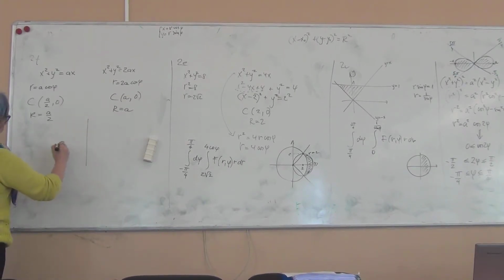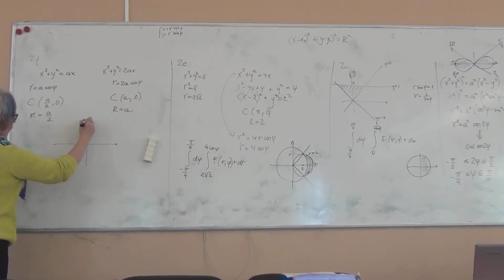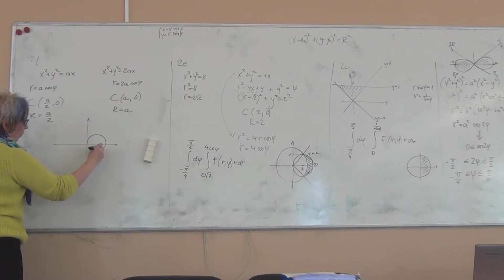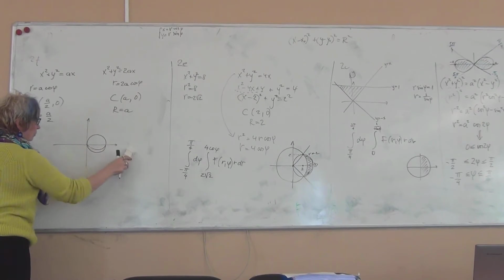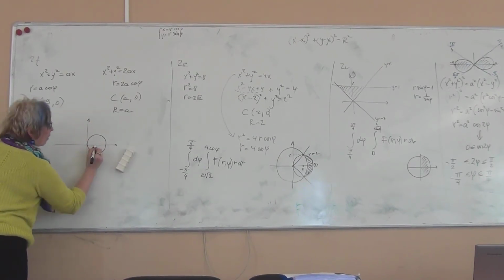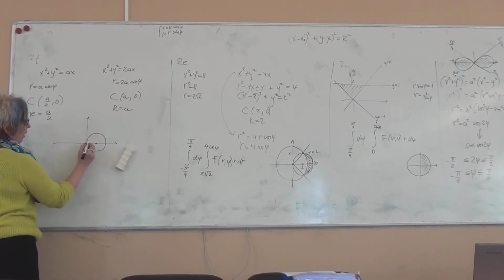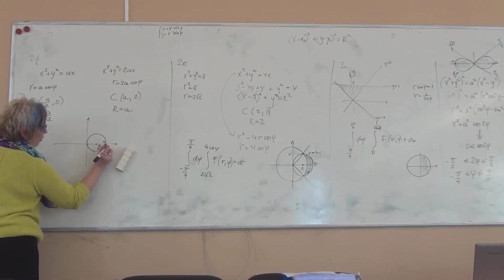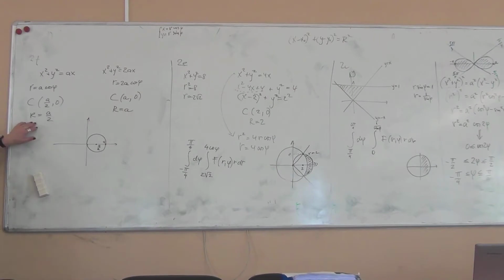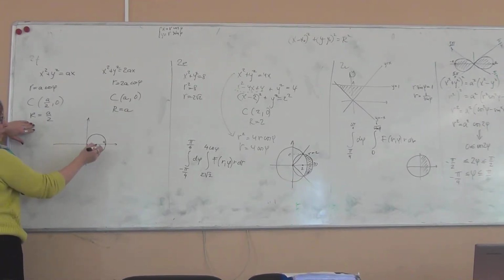Okay, sketch. So, this will be more decent. Alright, so this is a half. This is the point a, obviously. This is the first circle. The radius is a half. The center is at a half on the x-axis.